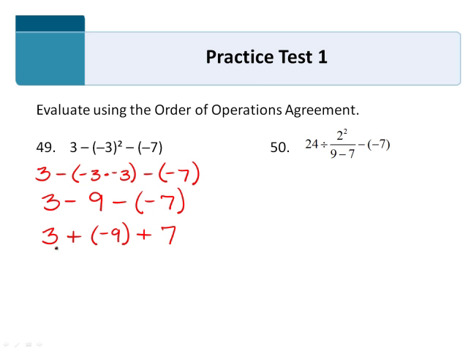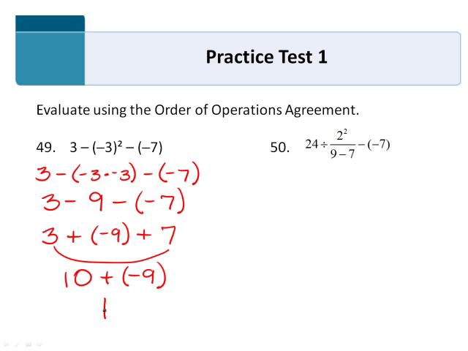So now what I'm going to do is I'm going to combine my two positive numbers. 3 plus 7 would be 10 plus -9. And now the rule is the signs are different, so we subtract, keep the bigger number, and we get +1.